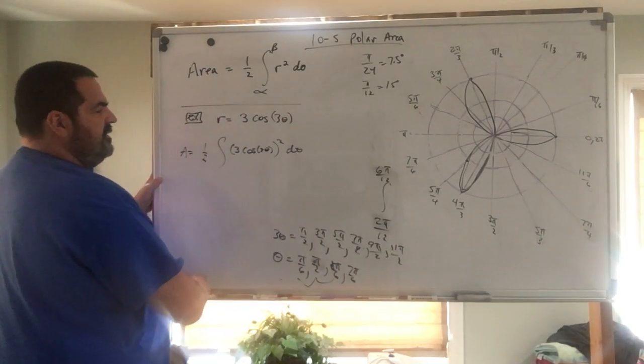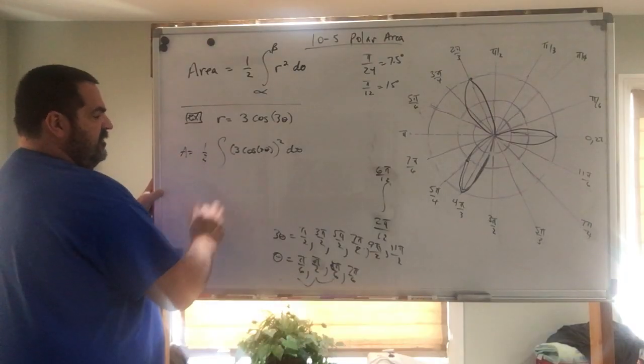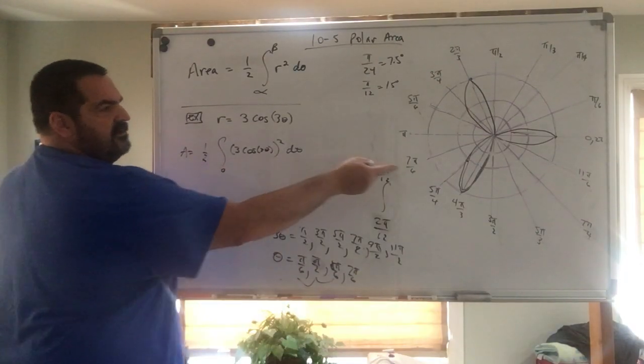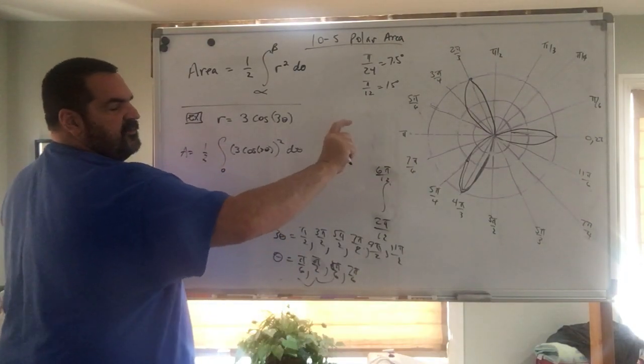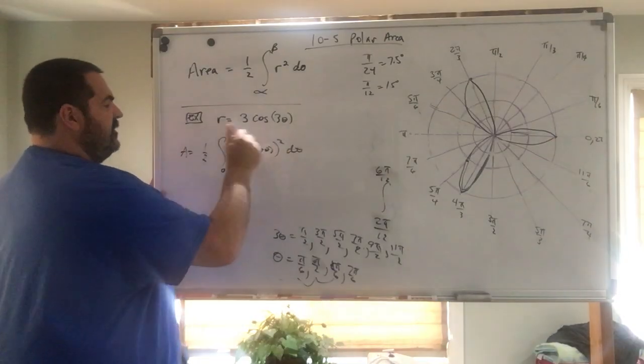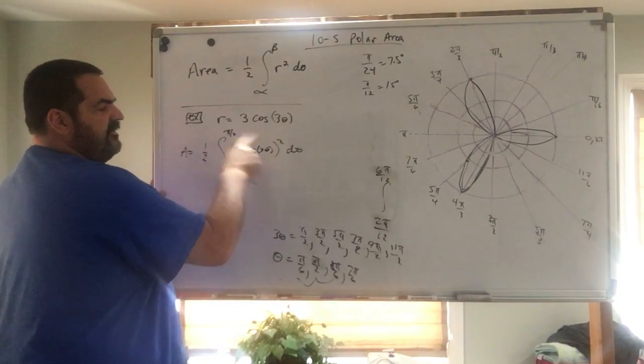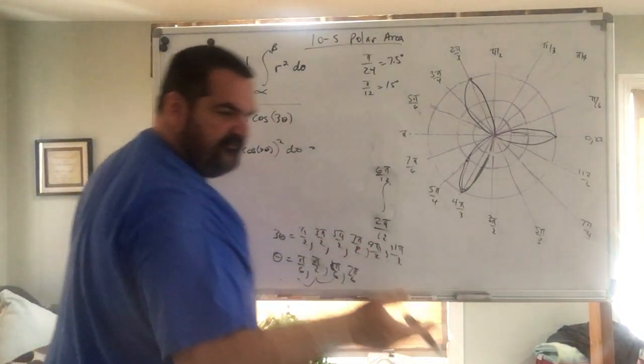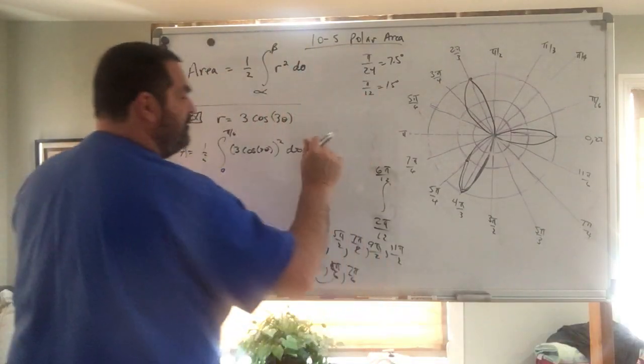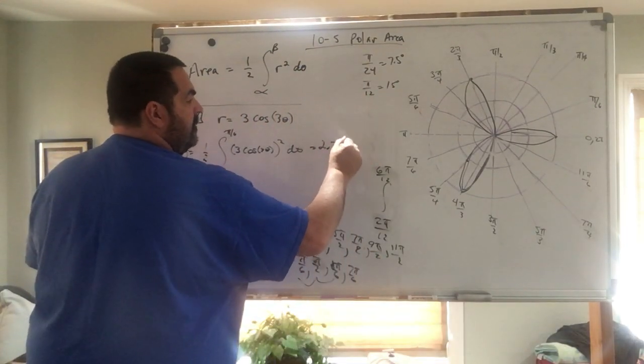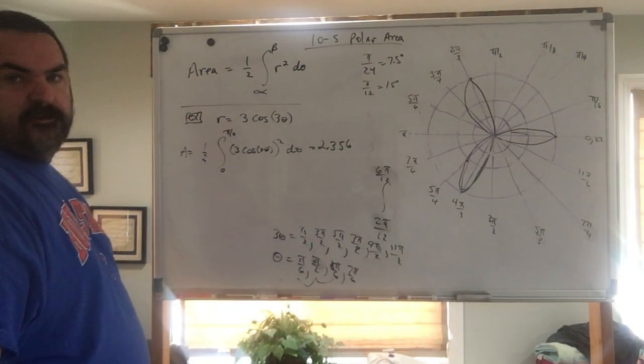Type in your calculator. So as I said, the first way I could do it is I could start at 0, and to get to the center was half a leaf, and that was 30 degrees, so pi over 6. You get that answer and you double it. We should get a value of 2.356 final answer. All right, that would be integral.